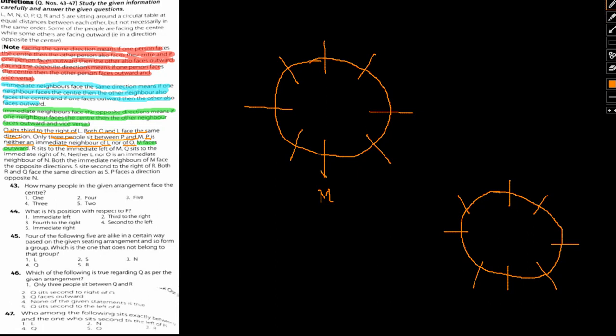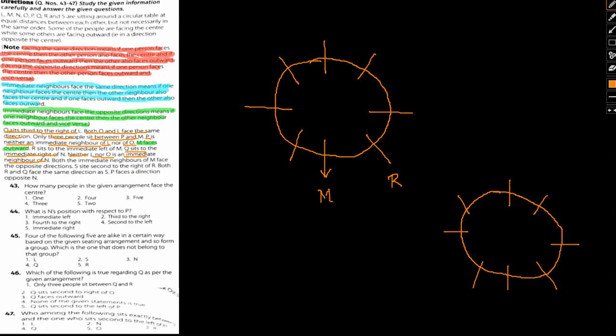So M is facing this direction, and R is immediate left of M. If this is right, then immediate left being this one, R is here. Do we have any other point with respect to R? No. Q sits to the immediate right of N. Neither L nor O is the immediate neighbor of N. So L and O are not immediate neighbors of N.